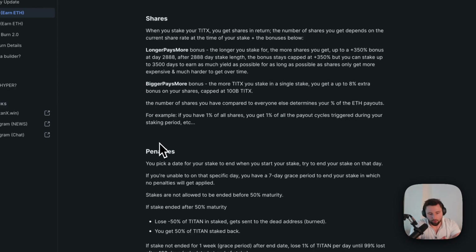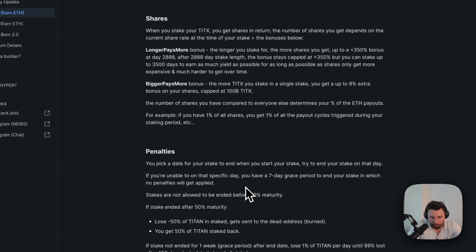So the way staking works is, let's say you create a stake for 100 days. You pick a date for your stake to end when you start your stake. Try to end your stake on that day. If you're unable to, on that specific day, you have a 7-day grace period, similar to the miners, to end your stake, in which no penalty will get applied. Stakes are not allowed to be ended before 50% maturity. So if you do a 100-day stake, you cannot end it in any way, shape, or form before 50 days.